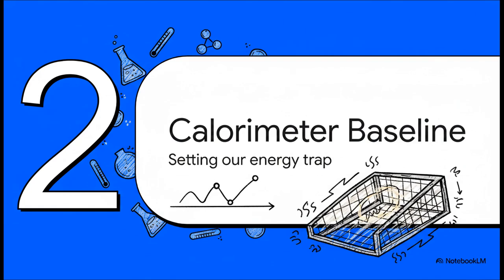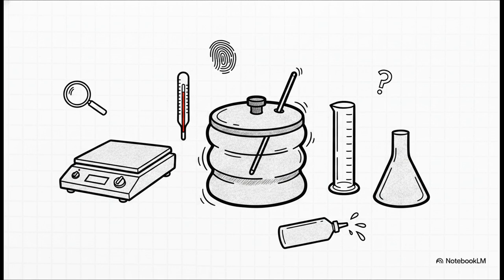Moving to Section 2, the calorimeter baseline. Setting our energy trap. Every detective needs a toolkit, right? We've got our standard lab gear. Thermometers, scales, flasks, heating plates. But the absolute star of the show here is the calorimeter. Think of the calorimeter as our ultimate energy trap. It's a highly insulated container designed specifically to stop heat from sneaking out into the room. This ensures that all thermal transactions happen exclusively inside, between the water, the ice, the steam, and the walls of the trap itself. But there's a catch.